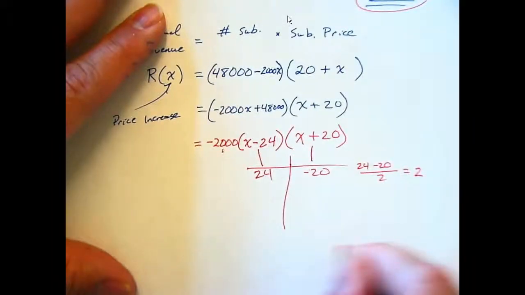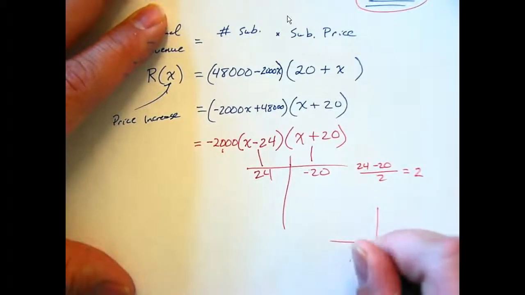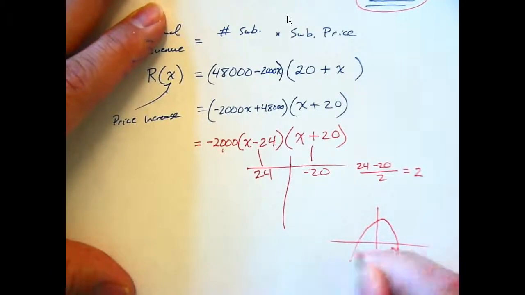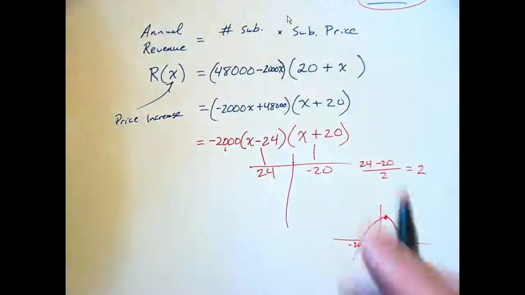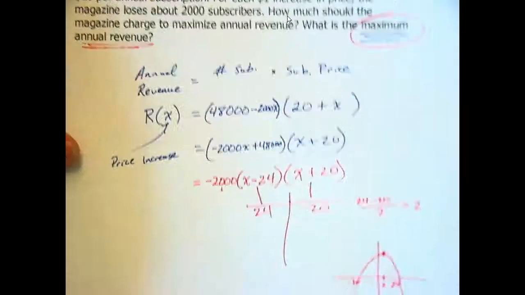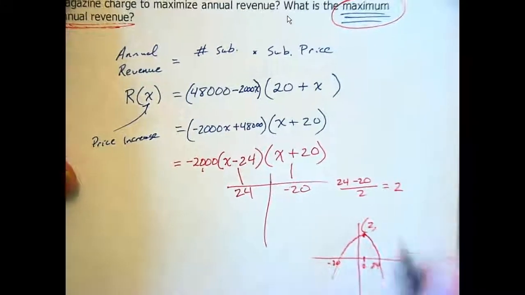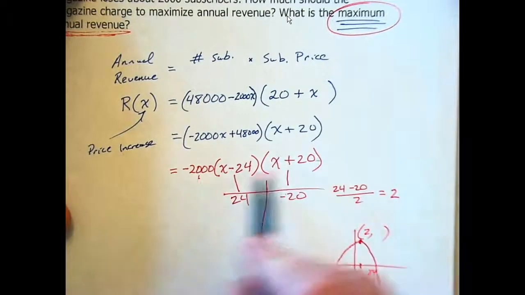If I did a really ugly sketch of this, I had negative 20 and 24. Here's 24. Here's negative 20. Here is 2. Okay? Now, when I want to find what is the maximum revenue, is that x or y? That's y. Well, the 2 represents x. How am I going to find my revenue? Plug in 2. Maybe plug it in there.